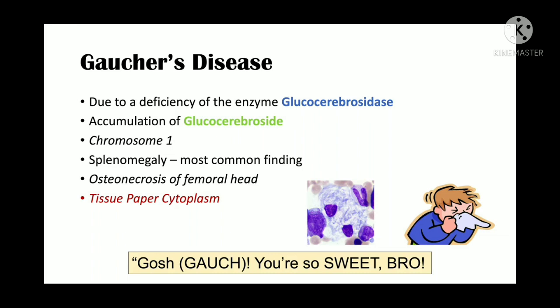So again, gosh is going to help you with Gaucher's. You're so sweet bro, glucocerebroside, and then think of someone that is very thankful and they're crying and blowing their nose into a tissue paper. Gosh, you're so sweet, bro, with the tissue paper cytoplasm, and that's going to help you remember Gaucher's disease.